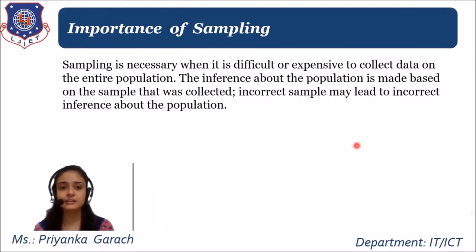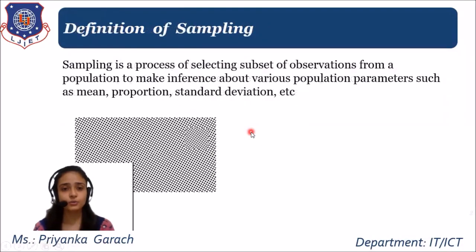So why is sampling necessary? Sampling is necessary when it is difficult or expensive to collect data on the entire population. So the inference about the population is made based on the sample that was collected. An incorrect sample may lead to incorrect inference about the population. So the definition of sampling can be like this.